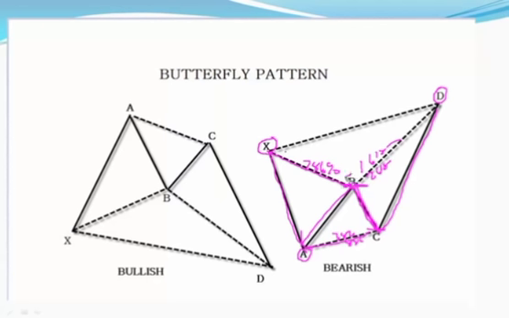So the criteria is you're taking B to C and multiplying it by 1618 to 2618. We're also taking the X high, low, A, and then measuring up a 1272 to a 1618.